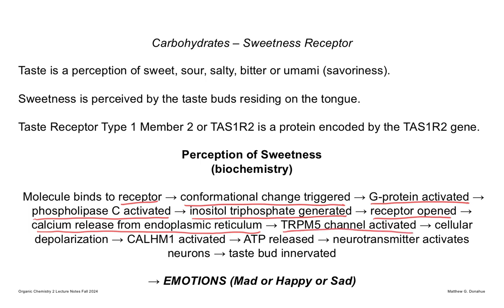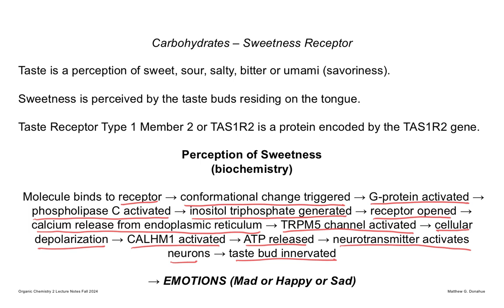The TRPM5 channel is activated. There's cellular depolarization, which is the movement of ions. CALHM1 is activated. Again, these are all different enzymes. ATP is released. A neurotransmitter activates neurons, and the taste bud is innervated. All of that happens almost immediately as something hits your tongue. As soon as it's in your mouth, you're perceiving something.